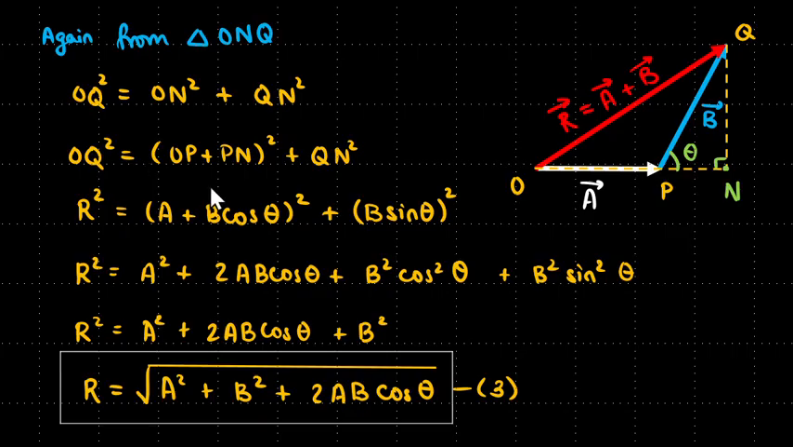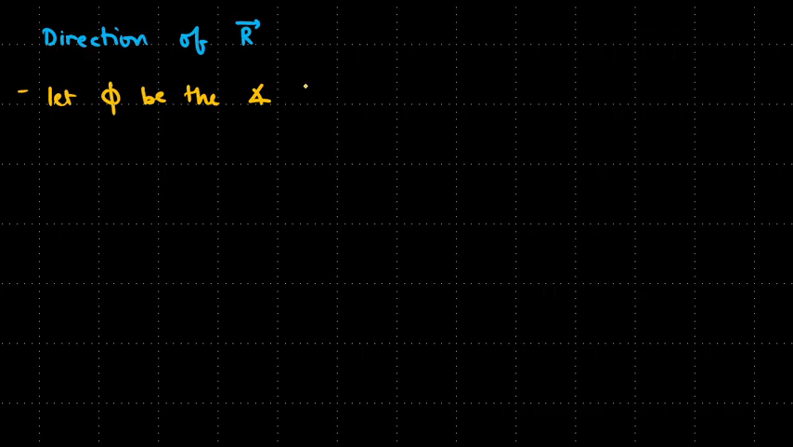Now what do you think is something important that we must find out? I would say the direction. So let's talk about the direction of vector R, or the resultant. So before that, we need to do something. So let phi be the angle made by vector R with vector A. So we are just supposing that this is the angle made by vector R and vector A.